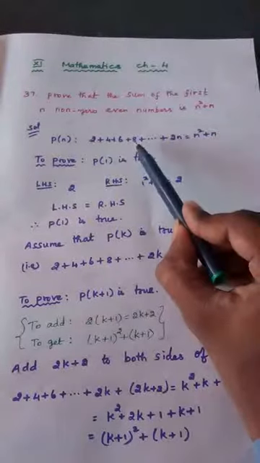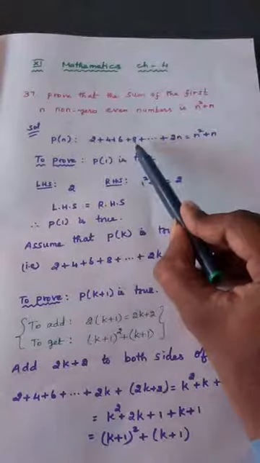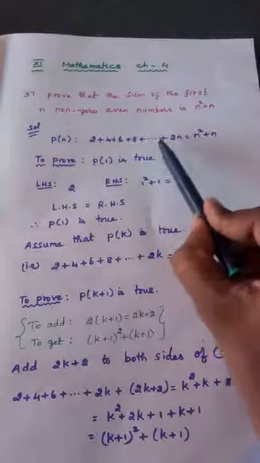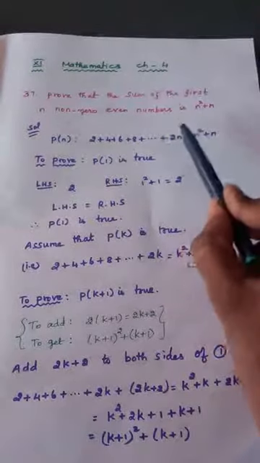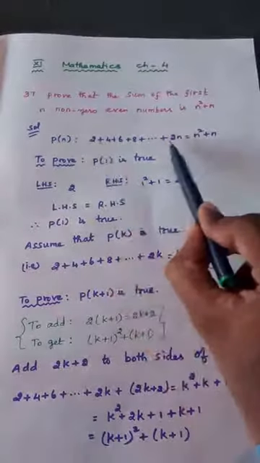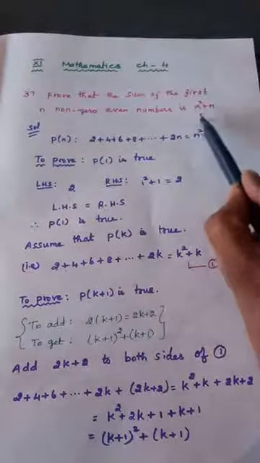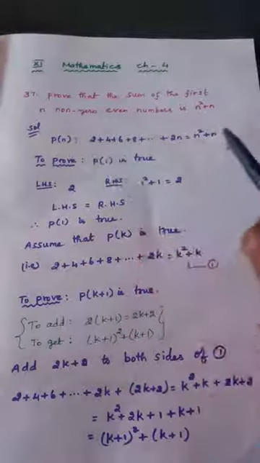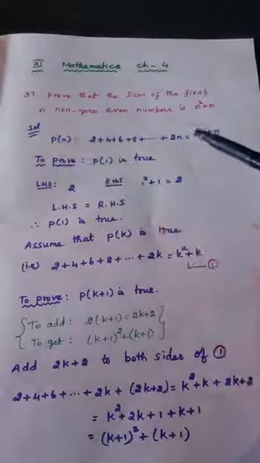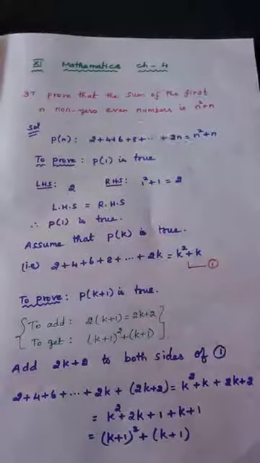Don't ask how. 8 is the fourth term. 10 is the fifth term. So 2n is the nth term. So totally we are taking n terms, and we said the answer is n square plus n. So this is our statement. We need to prove that this is true for all values of n.